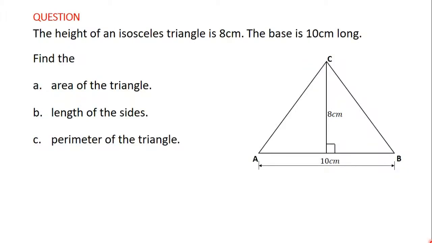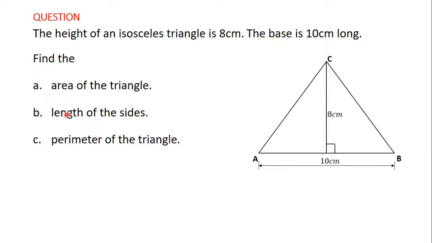Welcome back. In the previous video, we learned about isosceles triangles and we started solving this question. For this particular isosceles triangle, we have the height as 8 centimeters and the base as 10 centimeters. We considered the first part of the question, that is finding the area of the triangle. With the height as 8 centimeters and the base as 10 centimeters, we were able to find the area and we got 40 centimeters squared.